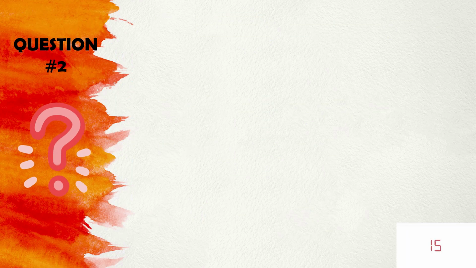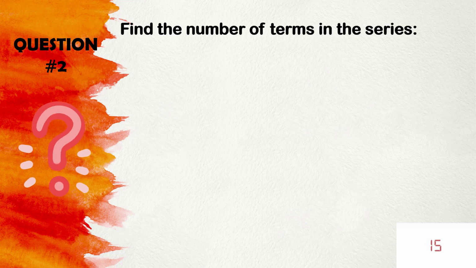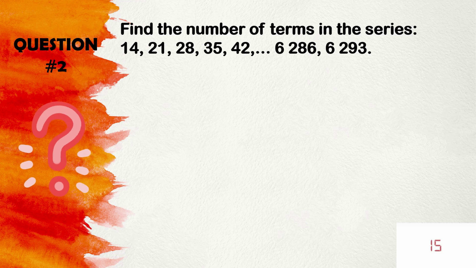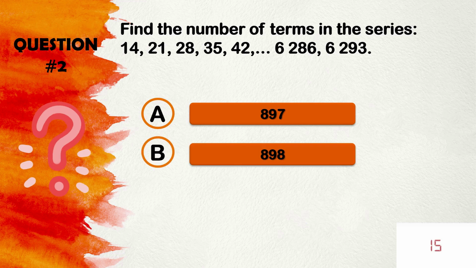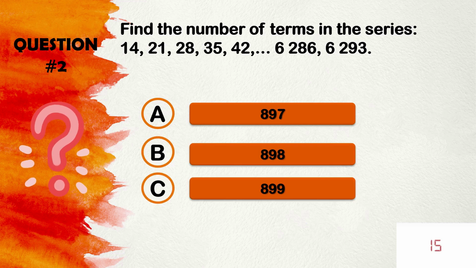Let's now proceed to question number 2. Find the number of terms in the series 14, 21, 28, 35, 42, until 6,286 and 6,293. Letter A, 897. Letter B, 898. Letter C, 899, and letter D, 6,279.